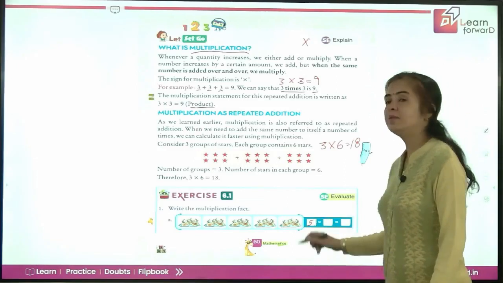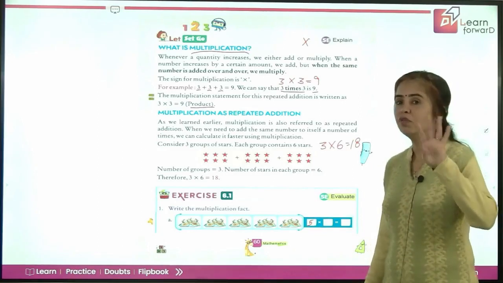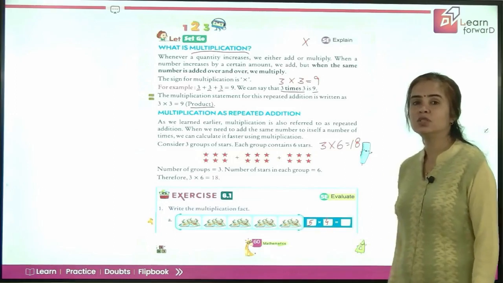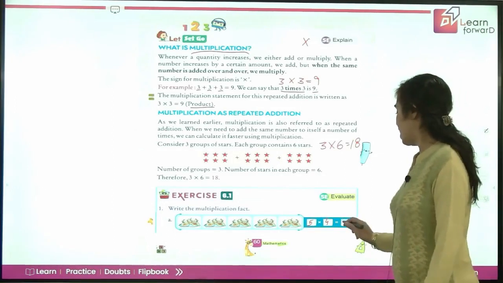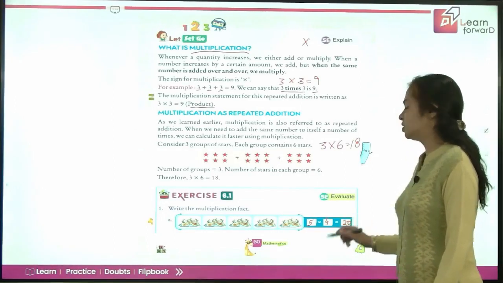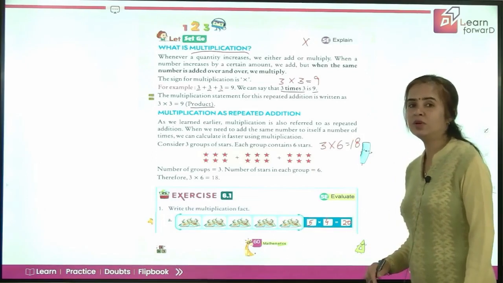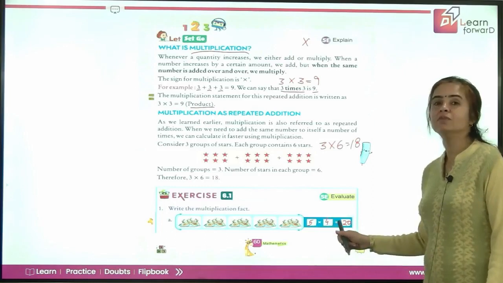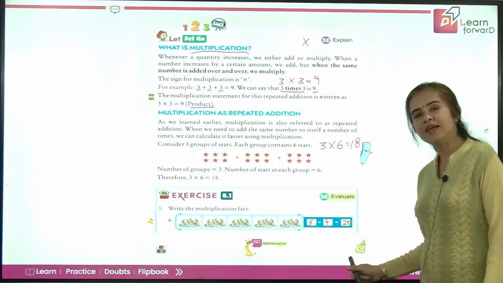5 times. What are you adding? You are adding 4. So 5 times 4. And how many are these in total? Yes, they are 20. That's perfect, children. So how do you read it? Can you read it ahead of me now? Good, that's brilliant. 5 times 4 is 20.